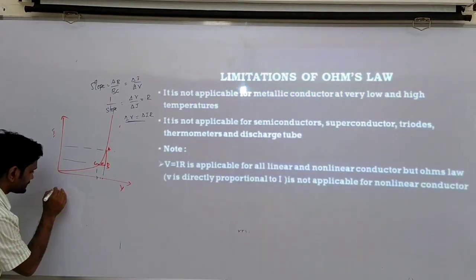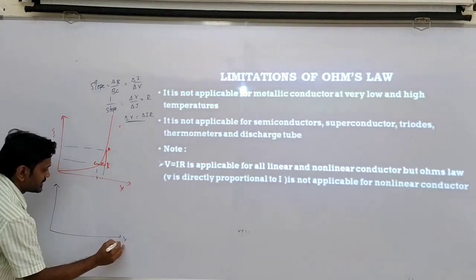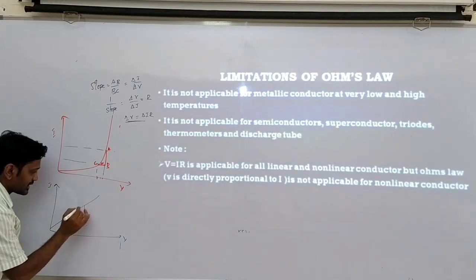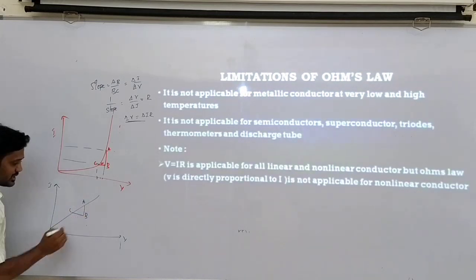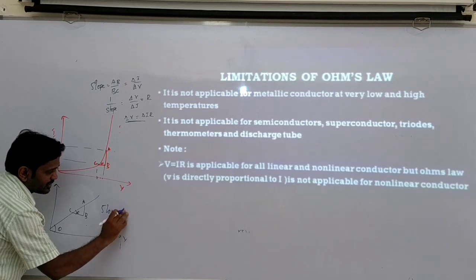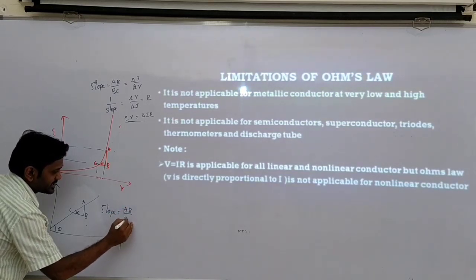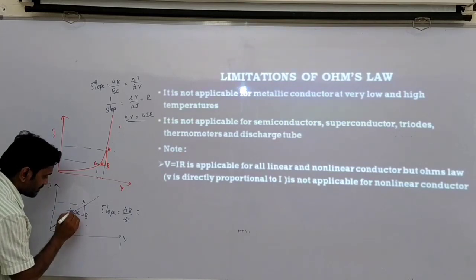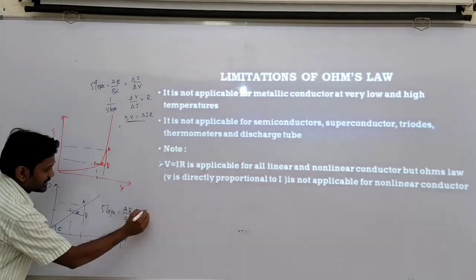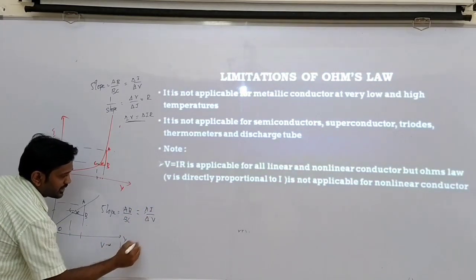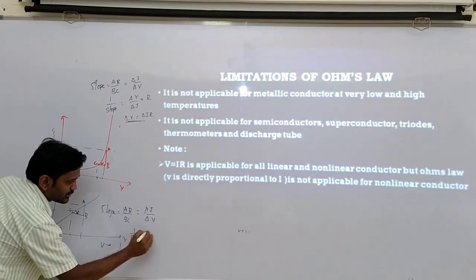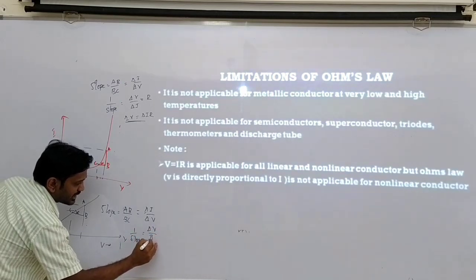For linear, again plotting the graph, that is V versus I, here a straight line comes. For linear, again A, B, C. That is the theta. The slope is equal to AB divided by BC. Here AB is again delta I, BC is delta V. Here the reciprocal of the slope, 1 by slope, is equal to delta V divided by delta I.